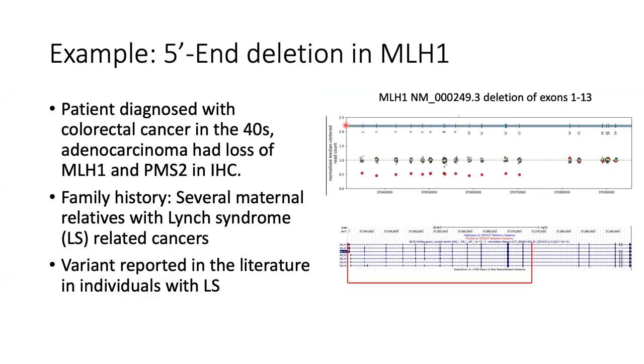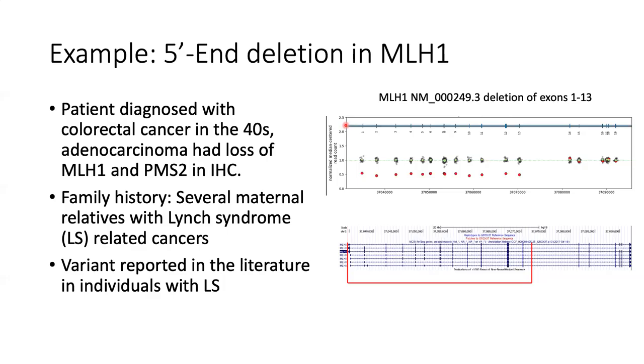So here we have a 5' end or N-terminus deletion of the MLH1 gene. We know that haploinsufficiency of the MLH1 gene causes Lynch syndrome. And it can also, in an autosomal recessive manner, which is rare, cause congenital mismatch repair deficiency syndrome. So this patient was diagnosed with colorectal cancer in the 40s, had an adenocarcinoma, which showed loss of MLH1 and PMS2 in immunohistochemistry.